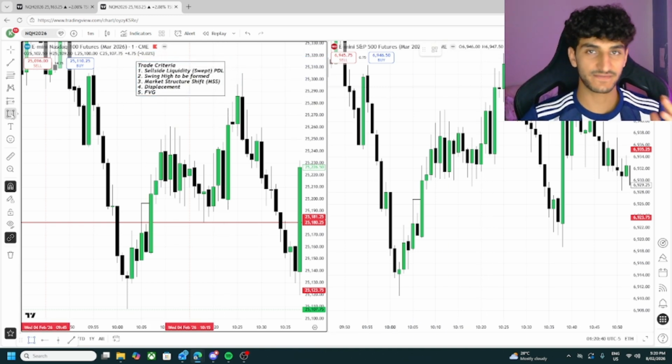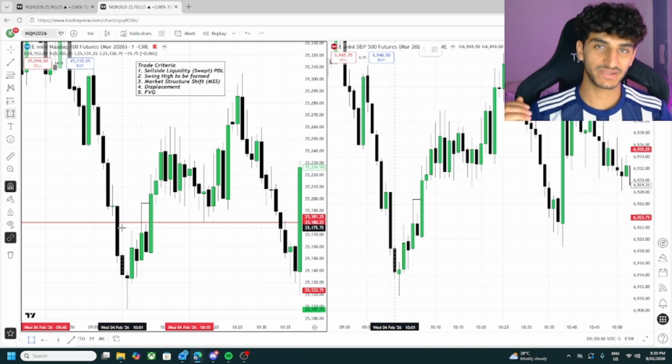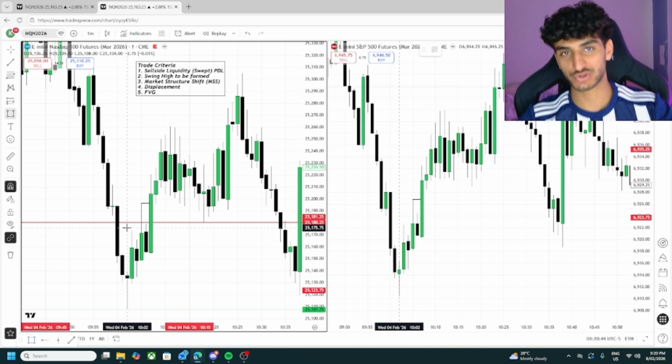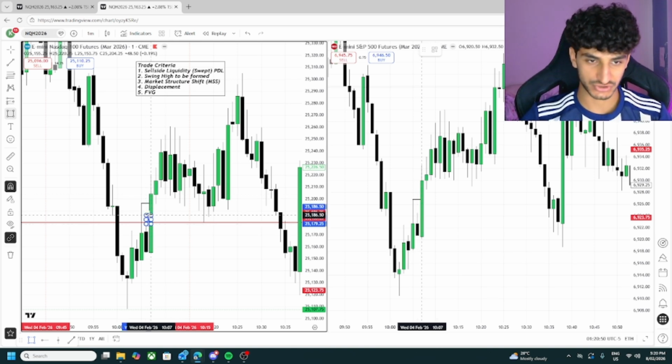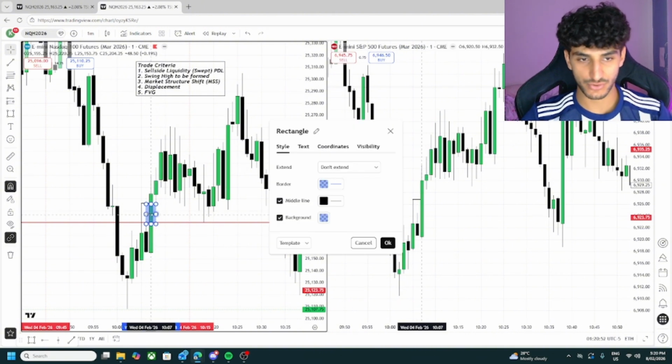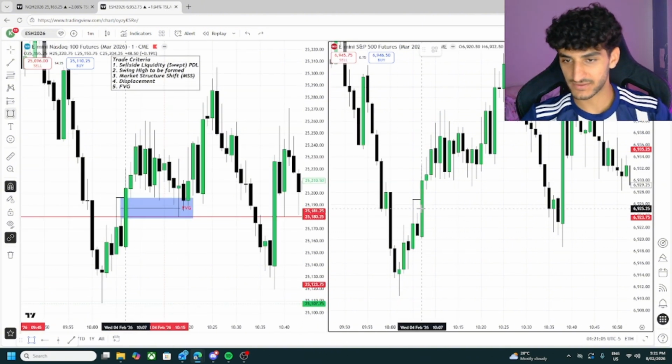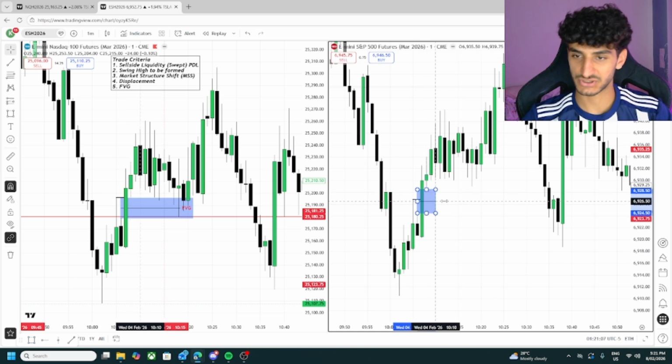I want to see a fair value gap form because that is going to be our entry point as soon as price retraces into that fair value gap. So the fair value gap we do get with this massive displacement and market structure shift right here at 10:07, and we also get the same fair value gap that is formed on ES&P at 10:07 as well.